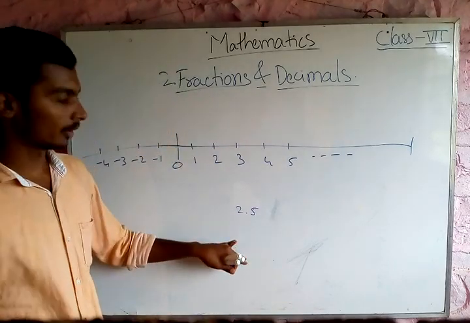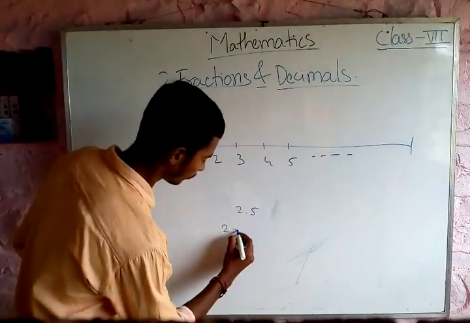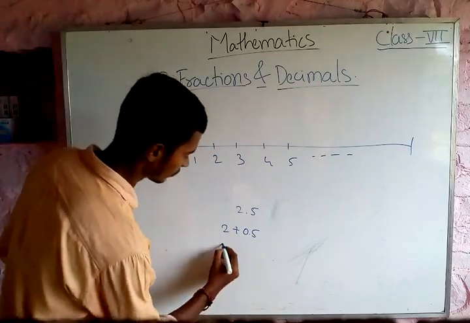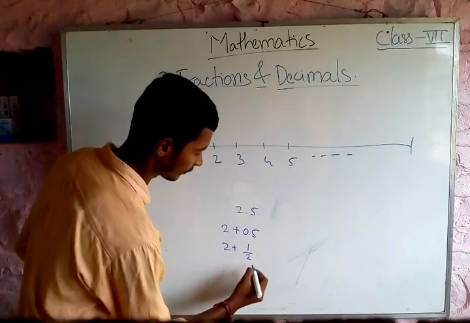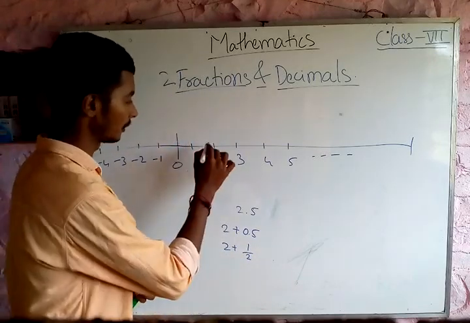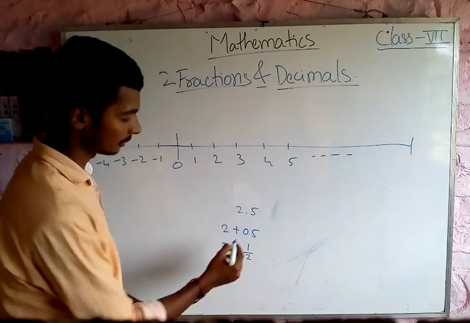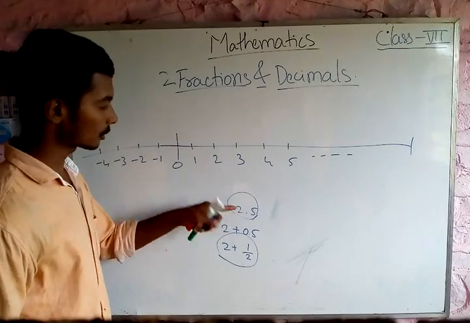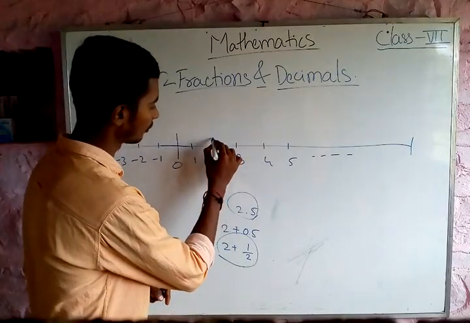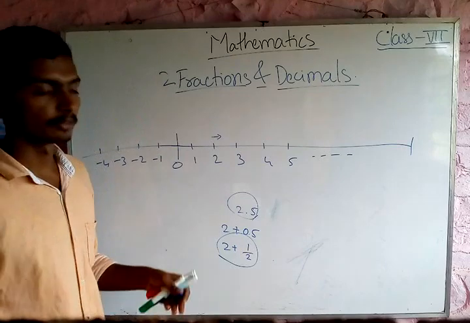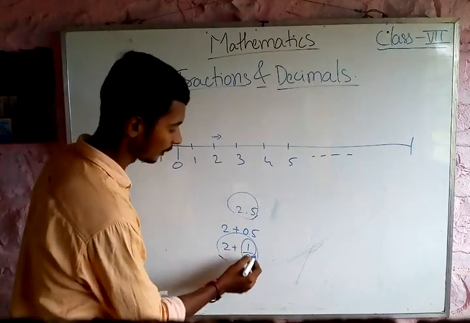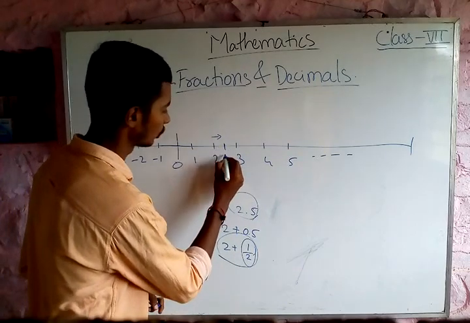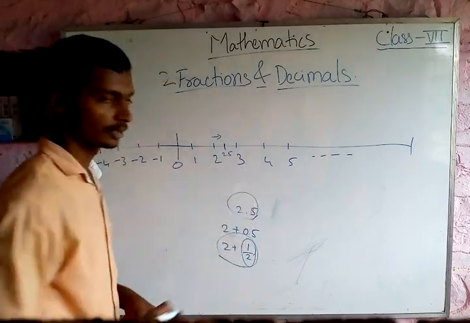Okay, and if I take any decimal number like 2.5, 2.5 means 2 plus 0.5. 2 plus 0.5 means 2 plus half. 0.5 is half. Okay, 2 plus means this number is more than 2, so that number will be after 2. And where is it? It is halfway between 2 and 3, so it will be here. 2.5 will have its place here.